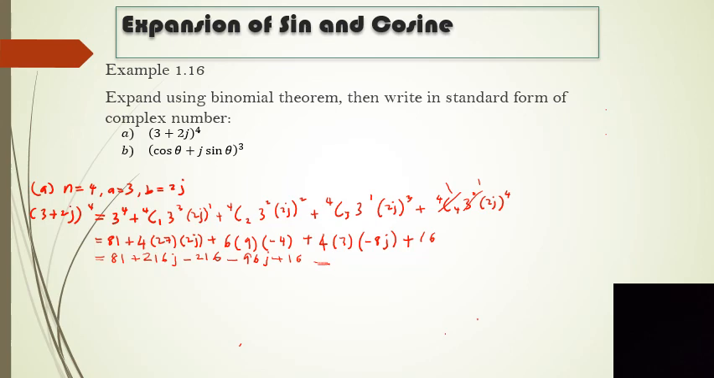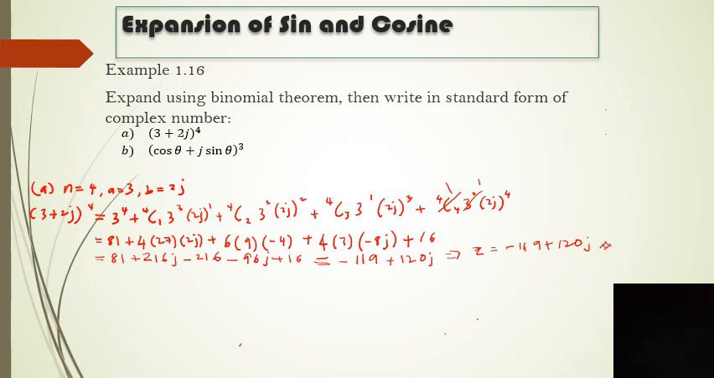So what's the final answer? The answer is negative 119 plus 120j. So that's it. Yes, write in standard form a + bj.